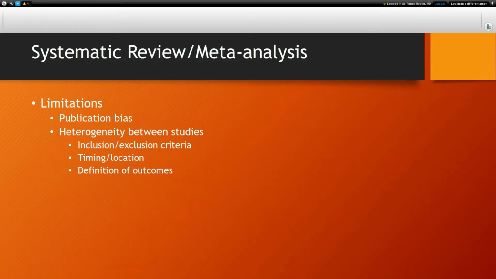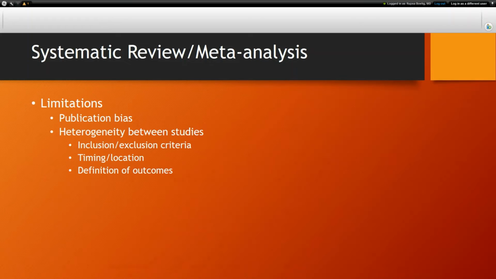So for example, the USPSTF, like many national societies, their guidelines are often driven by meta-analyses. They do their own meta-analyses, and their meta-analyses are restricted to high income countries. So they use an economic indicator to select countries from which they will include trials. And that's because they are looking to apply data to a US population, and so they're looking to include studies in similar populations.